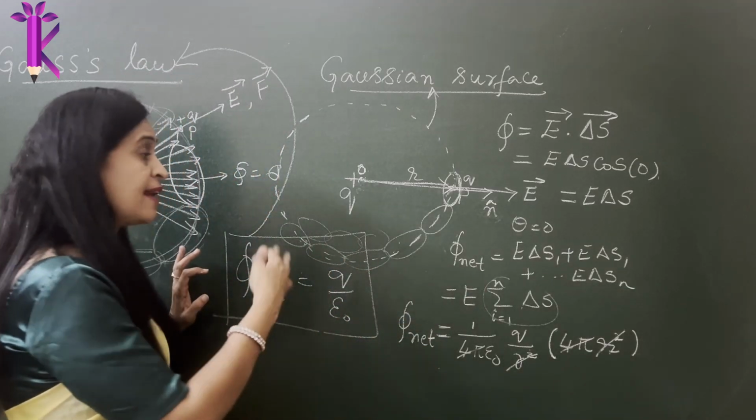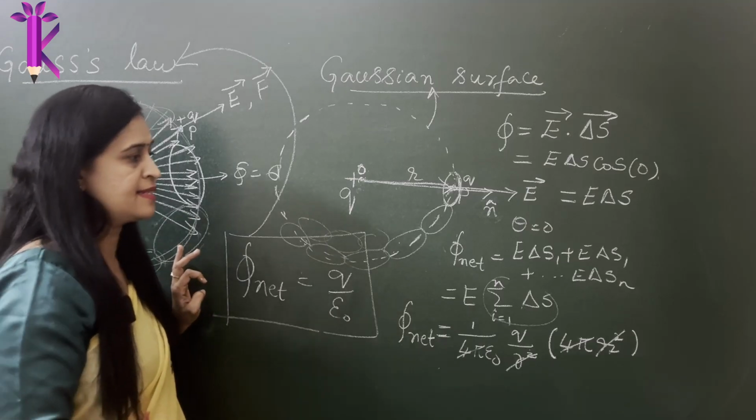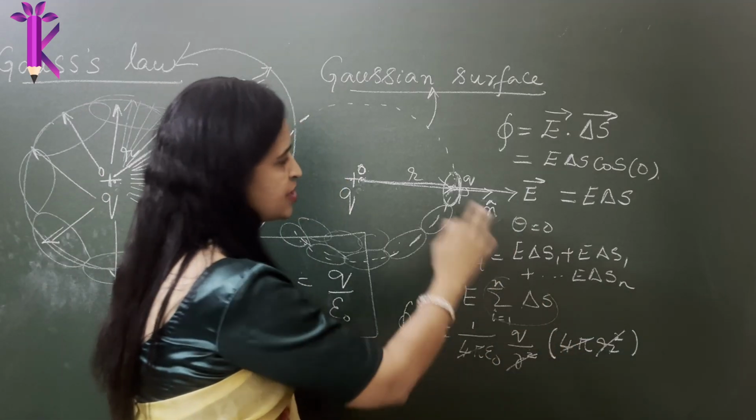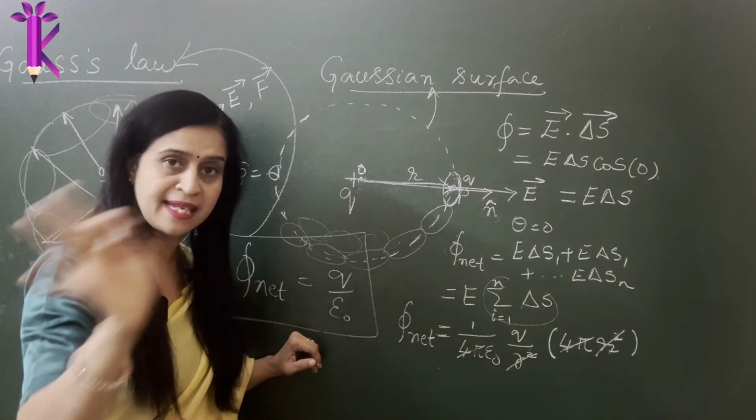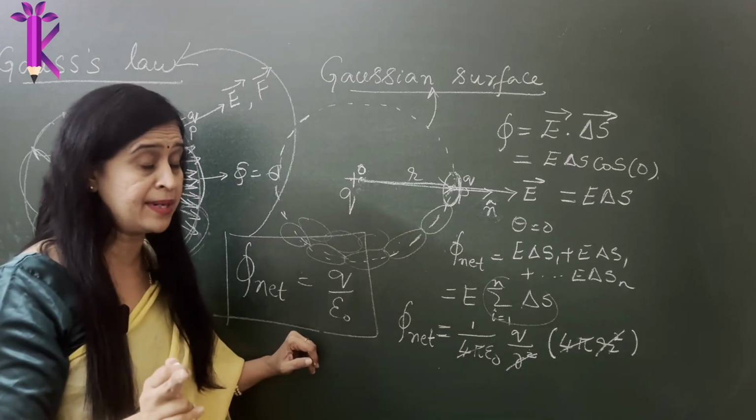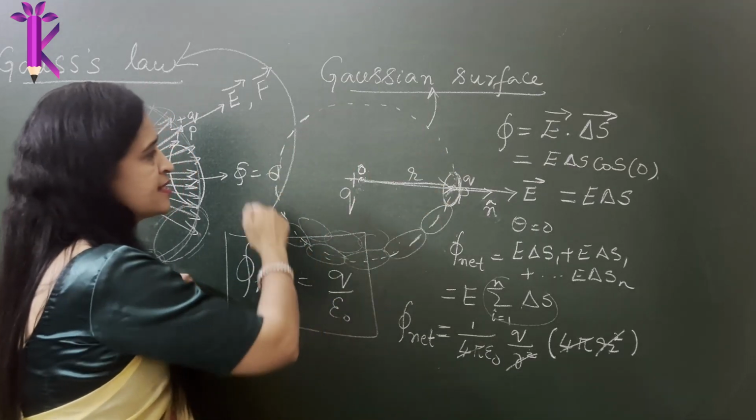So therefore, it will help us understand the physical significance easily. Therefore, we assume it to be a spherical shape. It's an imaginary spherical shape. It doesn't exist in reality. Always remember it. So this is called a Gaussian surface.